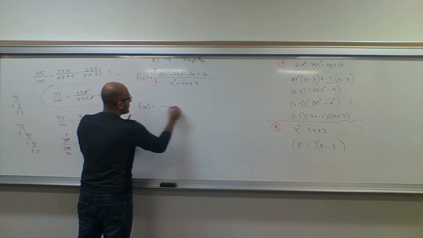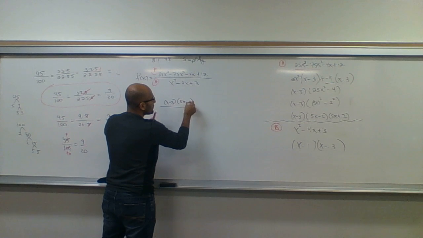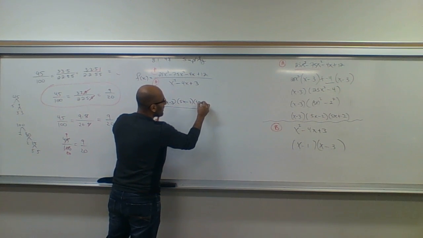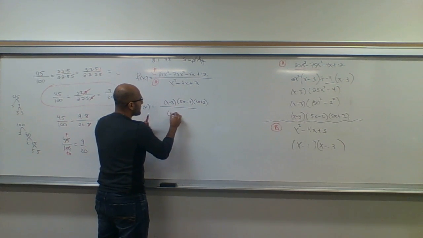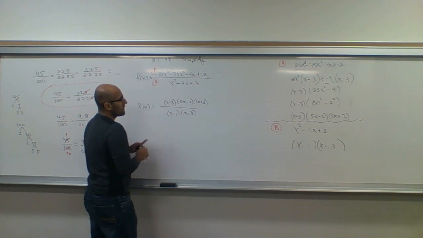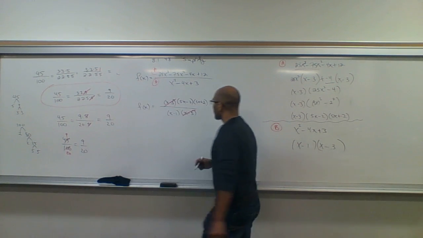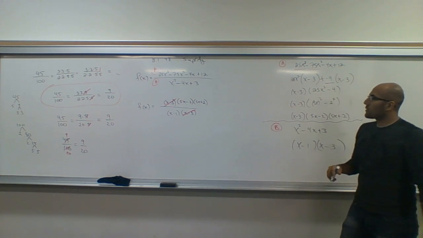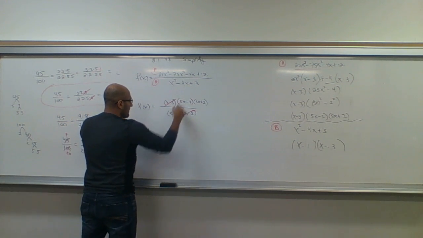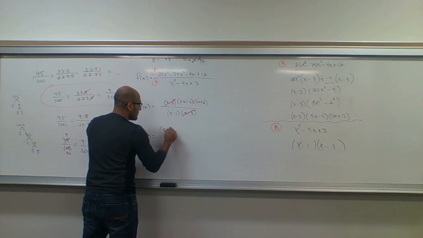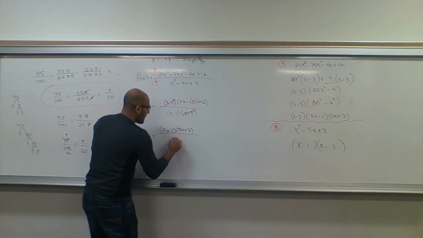F of x equals, in the numerator we had x minus 3 times 5x minus 2 times 5x plus 2. And in the denominator we had x minus 1 times x minus 3. So we factored everything. We cancel out those guys. And unfortunately nothing else factors. So we're left with what has survived. And our final answer then is going to be equal to this, which is 5x minus 2 times 5x plus 2 divided by x minus 1.